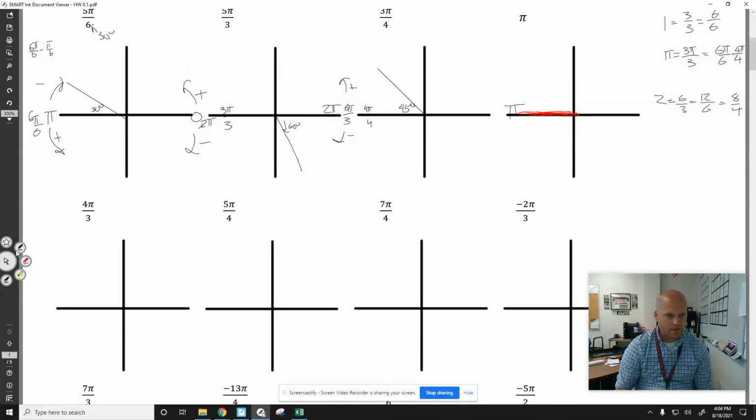Okay, 4 pi over 3 we haven't done yet. This is the case when we'll go to pi. Understand that pi can be written as 3 pi over 3. We then add a pi over 3, which is adding 60 degrees, putting us here, and creating a 60-degree reference angle right there.